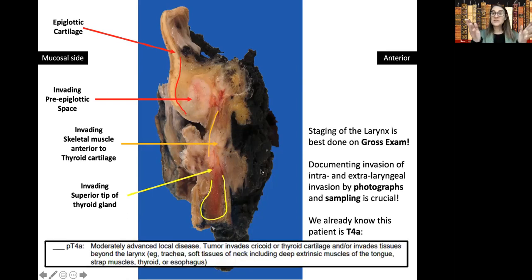Okay. So what's the stage in this case? If I haven't said it enough already, staging is best done on gross exam. So documentation of those intra and extralaryngeal sites by tumor, both by photographs as well as by correct descriptive sampling, is very crucial for final staging. But just based on these photographs, we already know the patient is T4a, because we've invaded beyond the thyroid cartilage into the soft tissues of the neck, i.e. the strap muscles, and in this case, a little bit of the thyroid gland.